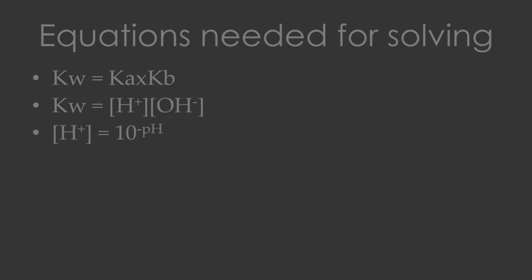Before we start, we need some equations in order to solve this problem. We'll just review them. The first one is Kw = Ka × Kb. Second one is Kw = [H+][OH−]. [H+] = 10^-pH. Kb = [HCN][OH−]/[CN−]. When you write the hydrolysis of the strong conjugate base, which is CN−, this is the equation for the Kb expression.